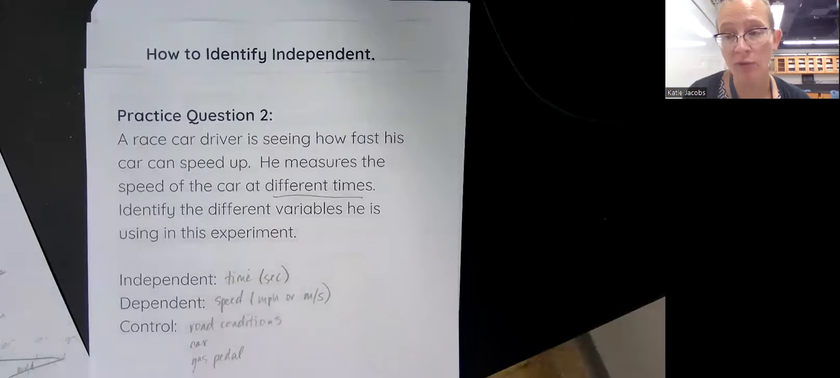Hopefully this was helpful to understand how to identify the different types of variables in an experiment.